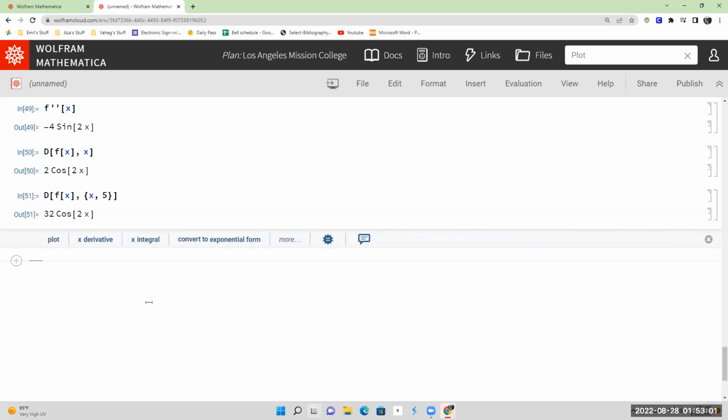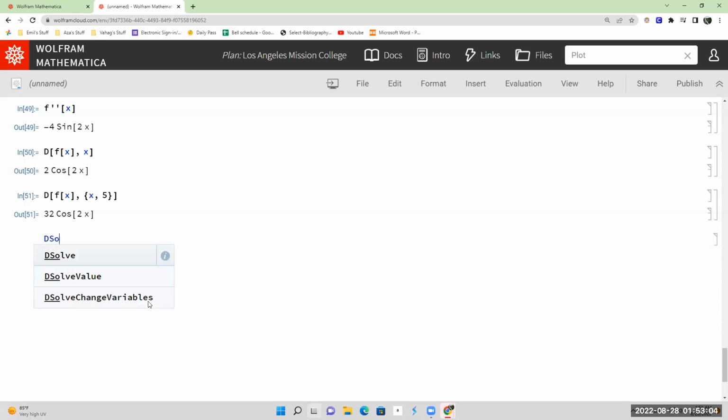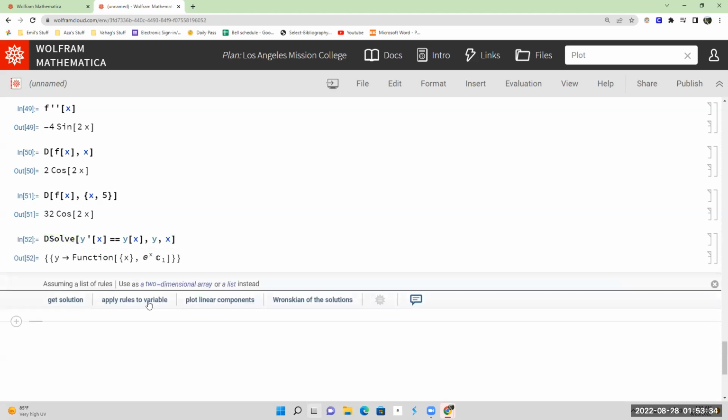As far as differential equations are concerned, we will primarily use the DSolve command. So if we have a differential equation, let's say y prime of x is equal to y of x, the typical differential equation, we want to specify that the dependent variable is y and the independent variable is x. That way we will get the function. So it tells us that the solution is a function, as you can see. And the function is e to the x multiplied by the arbitrary constant.